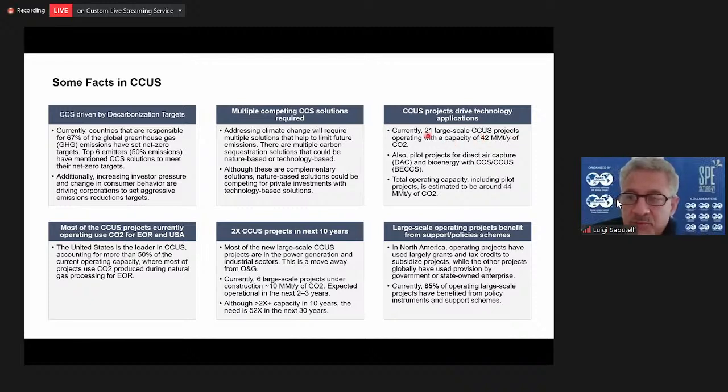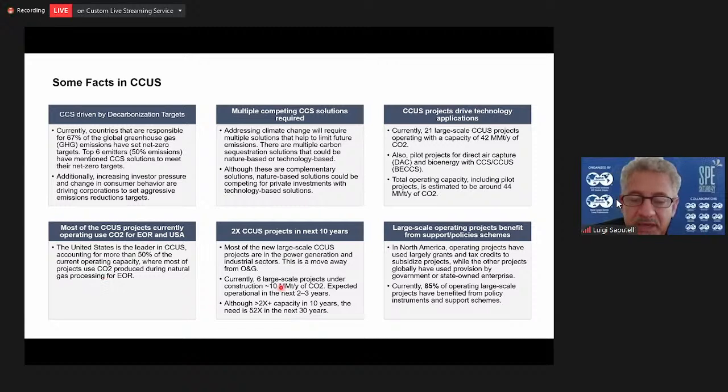21 large projects, the industry is learning and all that. Now, we also have some pilot projects for direct air capture and bioenergy with CCS and CCUS. These are piloting technologies. The overall will add up close to 44 million tons. The majority of the projects have happened in the US. Over 50% of the projects are in the US.